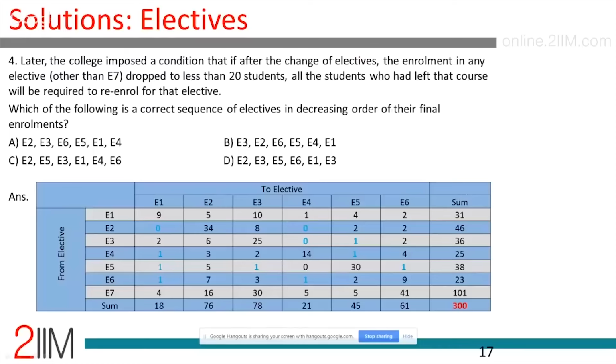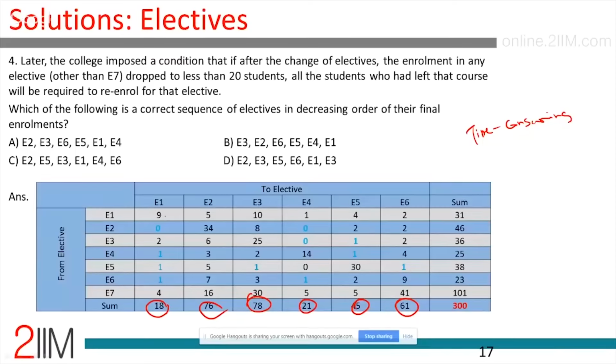And this is a proper time-consuming question. So from an exam point of view, we'll need to think about, is this good value for time? After this, at the end, this is 76, 78, 21, 45, 61. And so this doesn't change. So these don't change. But E1 has dropped to less than 20. And so people who had all left from E1 have to return to E1.